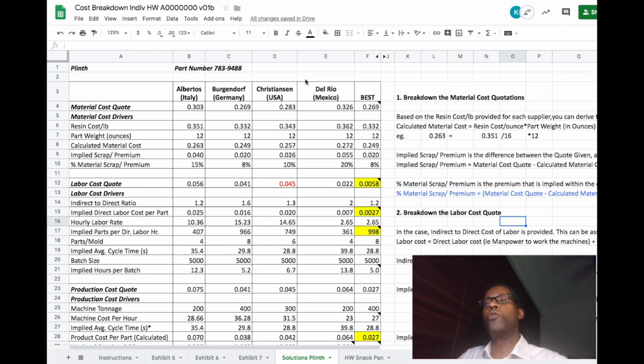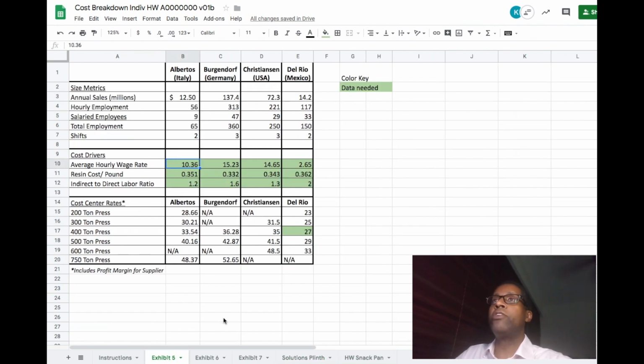Okay, this is where we're going to get to, which is the detail in each one of the components. But let's start off first by looking at Exhibit 5. Exhibit 5 shows us that you have several companies that are going to be providing a cost quote, and we want to understand a bit about those companies. For example, how much sales they have, how many employees they have, how many shifts they work. This gives you an indication as to how much activity will be going on and how much capacity they have, and whether you're going to be the largest customer or one of the smallest.